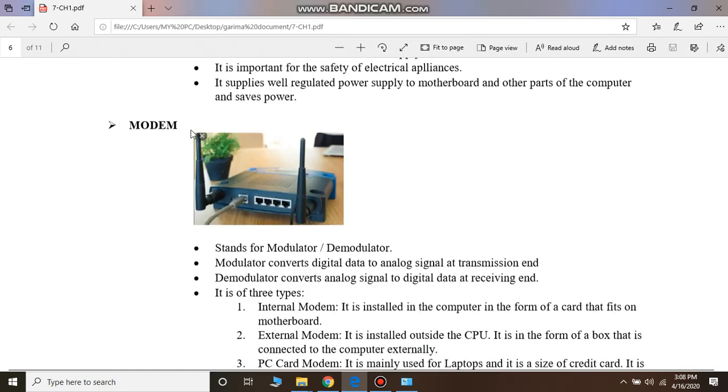Next internal hardware component is a modem. Modem further stands for modulator and demodulator. Through this device, you are able to send or receive any information through the telephone lines. The task of the modulator is to convert digital data to analog data, and the demodulator converts analog data to digital data.